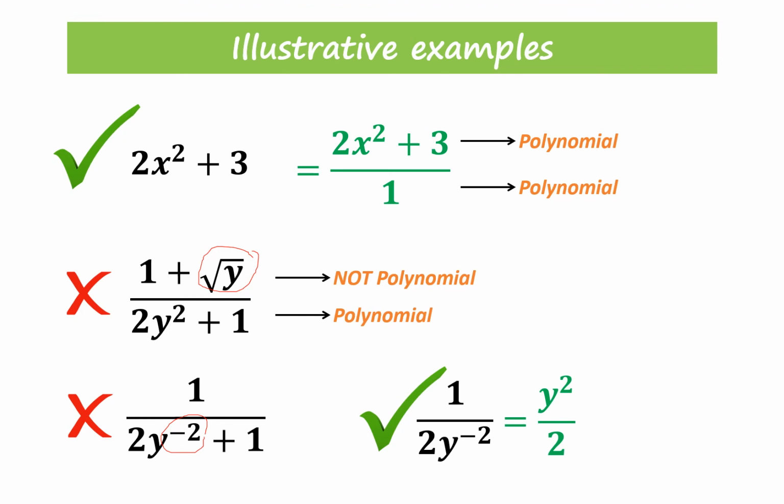Why? Because pwede mo siyang i-rewrite into this form. Sabi ko nga kanina, if that is a single term, that variable with the negative exponent, you can take the reciprocal of it and take the opposite sign of the exponent. So that's why that is equivalent to y squared over 2. So y squared is a polynomial and 2 is a polynomial. Therefore, that is a rational algebraic expression.